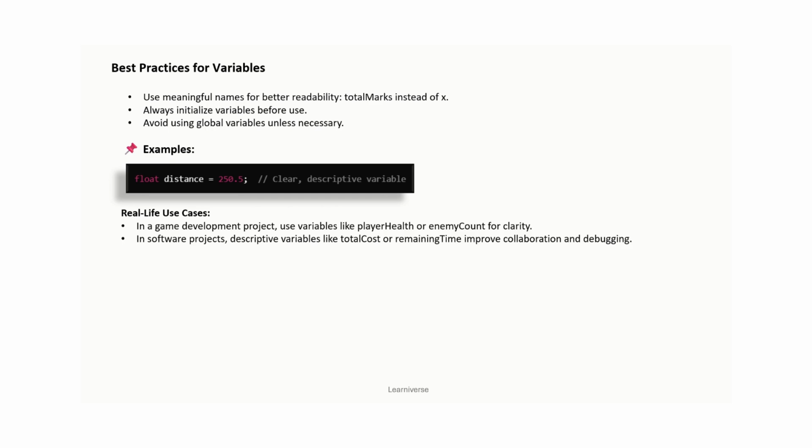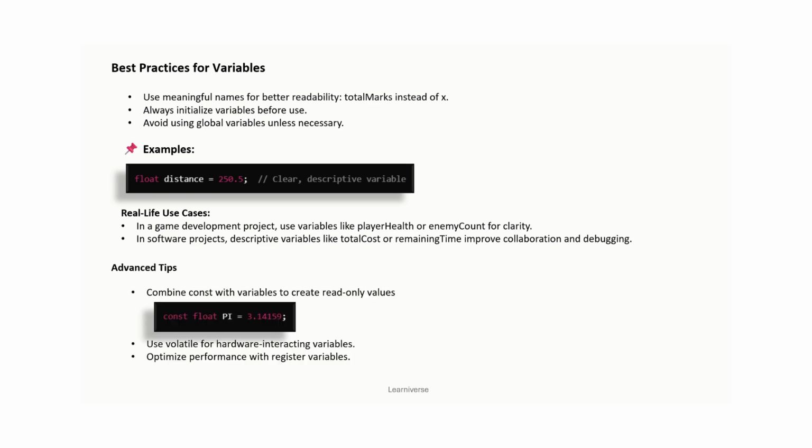And then these are some of the real life use cases. For example, in a game development project, we use variables like player health or enemy count for proper clarity. And also in a software project, descriptive variables like total cost or remaining time will improve collaboration, and they will also help us during debugging sessions.